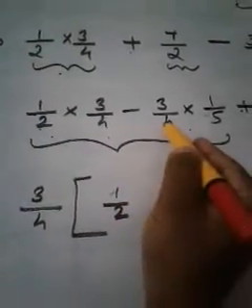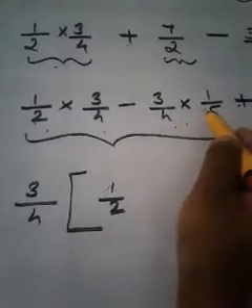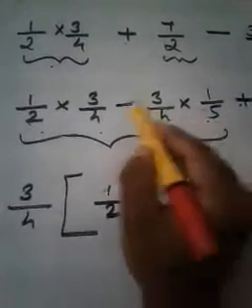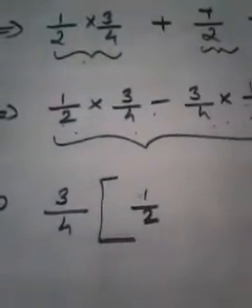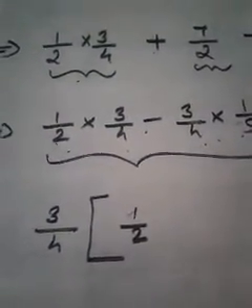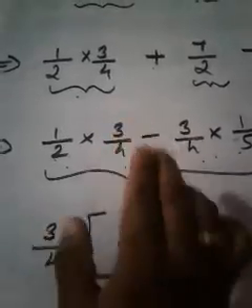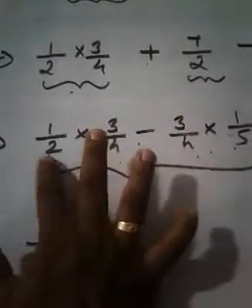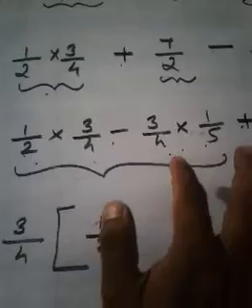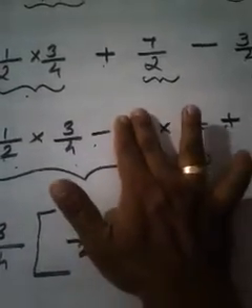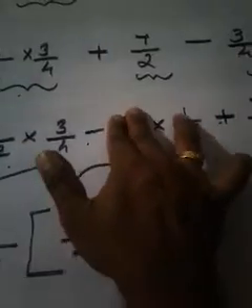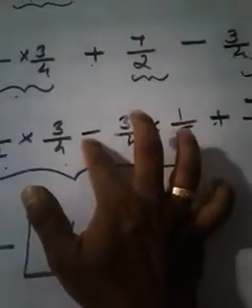When you take 3 by 4 outside from this term, here what will remain? 1 by 5. What is the sign here? Minus. I told you, when you take 3 by 4 outside, you just hide that 3 by 4. What will remain? 1 by 2 as it is. And when you take 3 by 4 from this term, hide that. What will remain? 1 by 5 will remain, and a minus also will remain there.